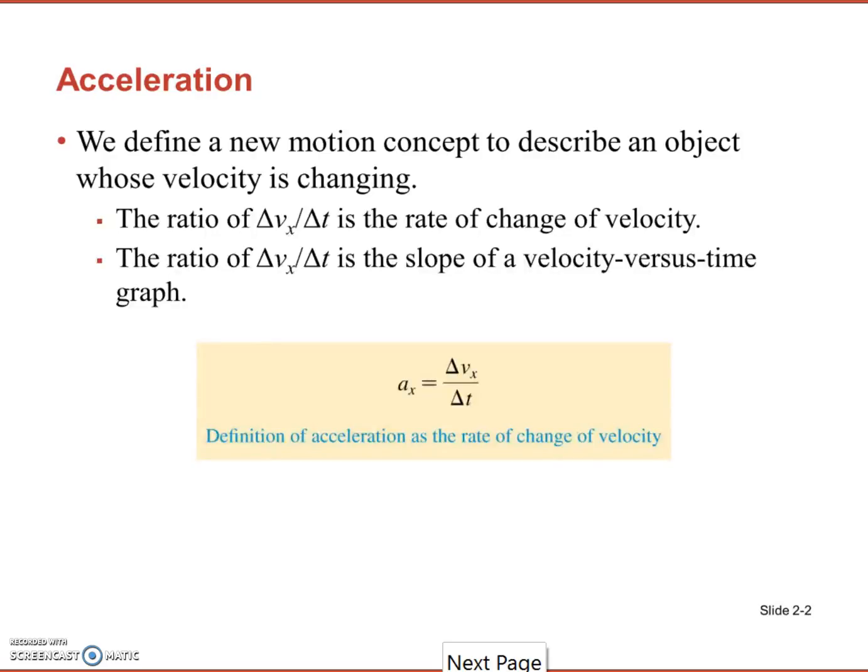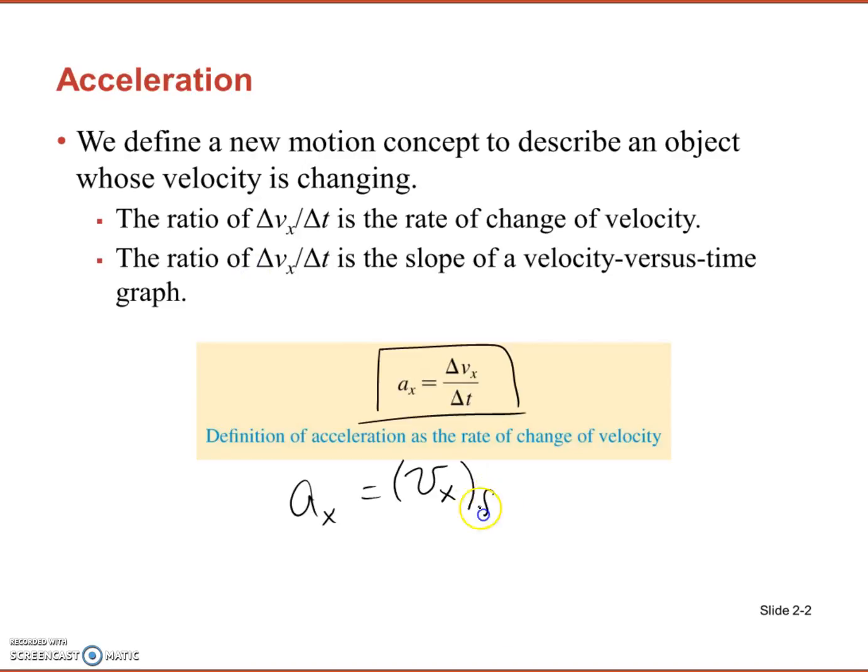Okay, what is acceleration? Acceleration is a new concept that we define as the rate of change of velocity. Velocity can change by a certain amount in some time interval, and we define acceleration as how much the velocity changes in some time interval. So we can rewrite this expression as the change in velocity, which is, as always, our final velocity minus the initial velocity in our x direction, divided by some time interval. This is also the slope of a velocity versus time graph, as we will see shortly.